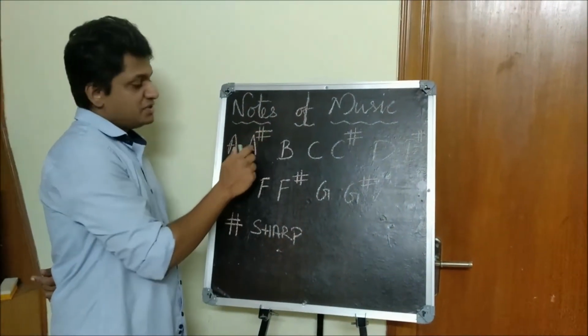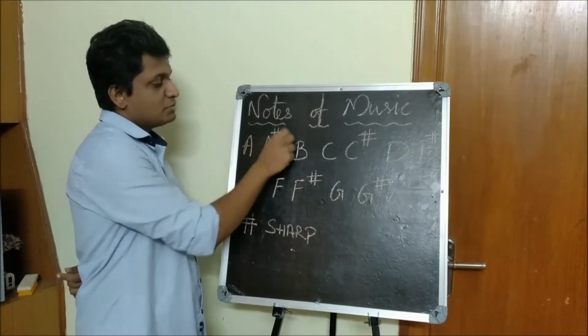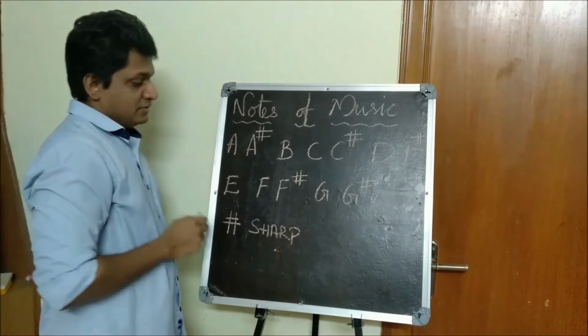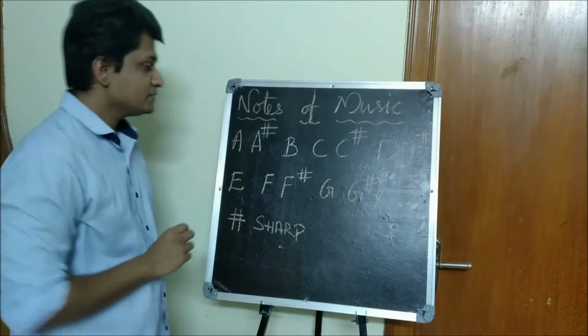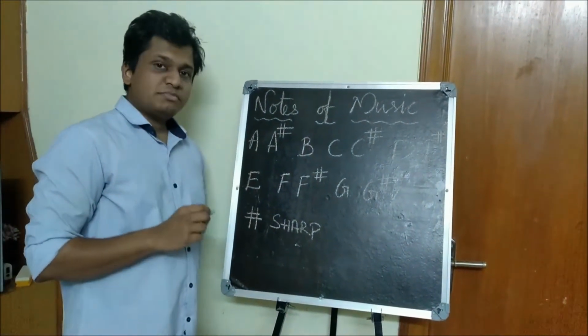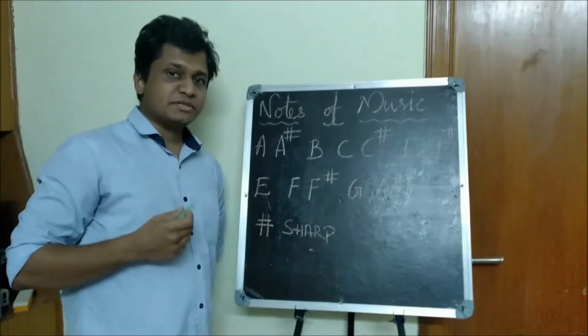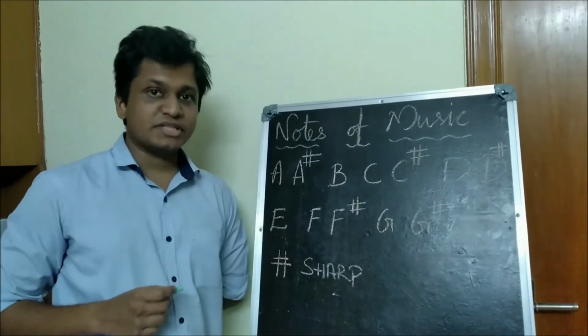The symbol which you see at the top over here is called a sharp. And I've written it here, sharp, as in the symbol. It basically has a sharper sound compared to the previous note, hence it's called a sharp.